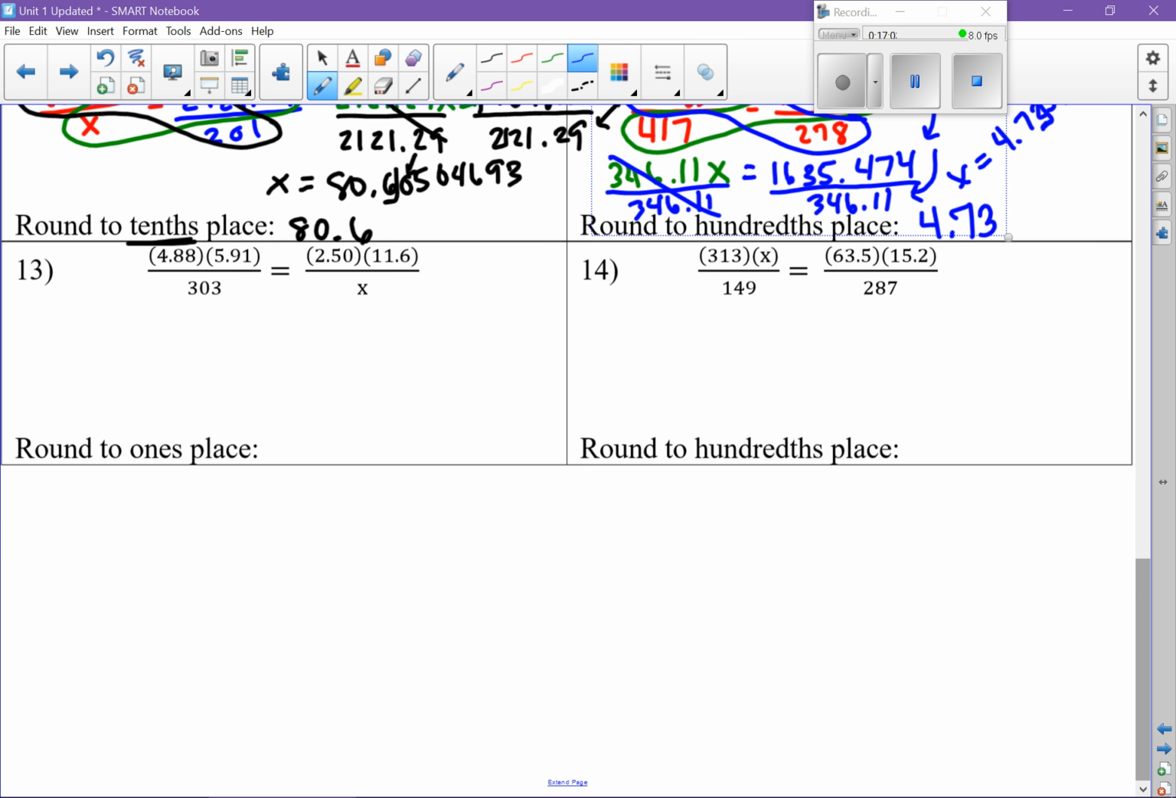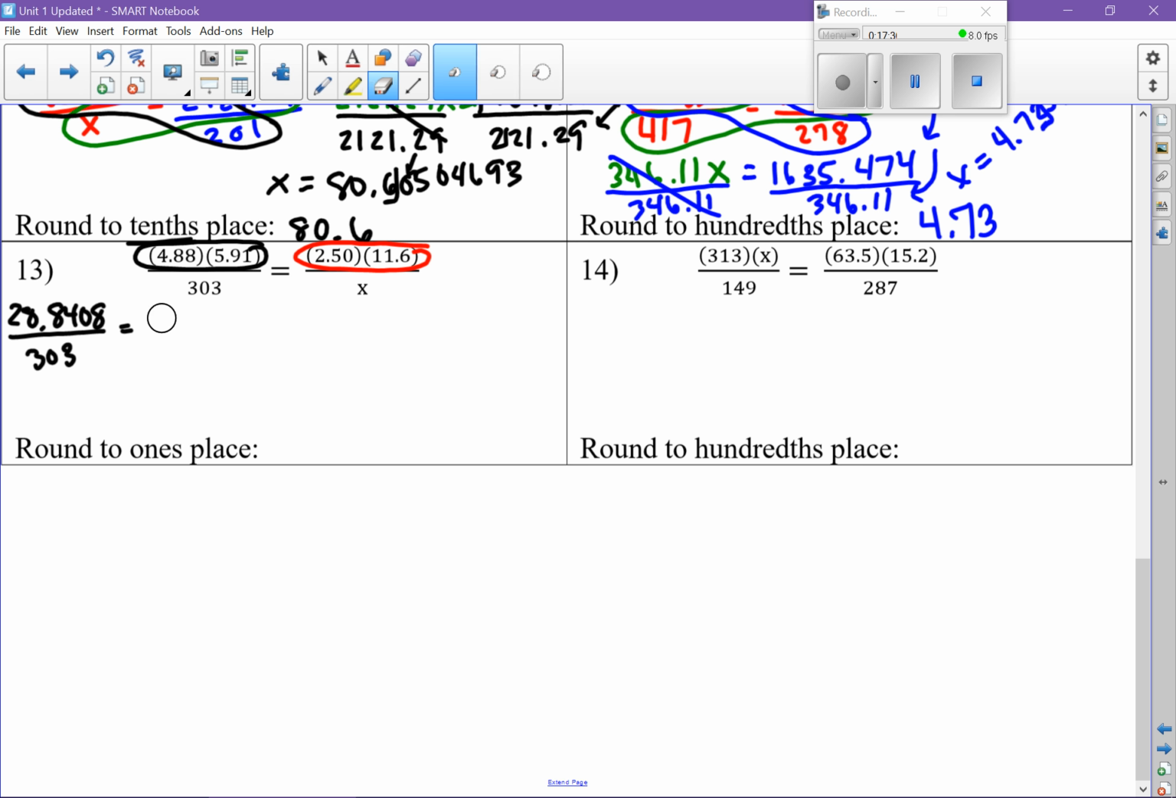Alright, 2 more, almost done. They're very similar to what we just did together. So your first job is to combine the like terms. I would multiply these two numbers together and multiply these two numbers together. So try that. Over here I get 28.8408. I'm going to leave the bottom for now. I can't do anything else with that. When I multiply over here, I get 29. Oh, I wanted that to be red.